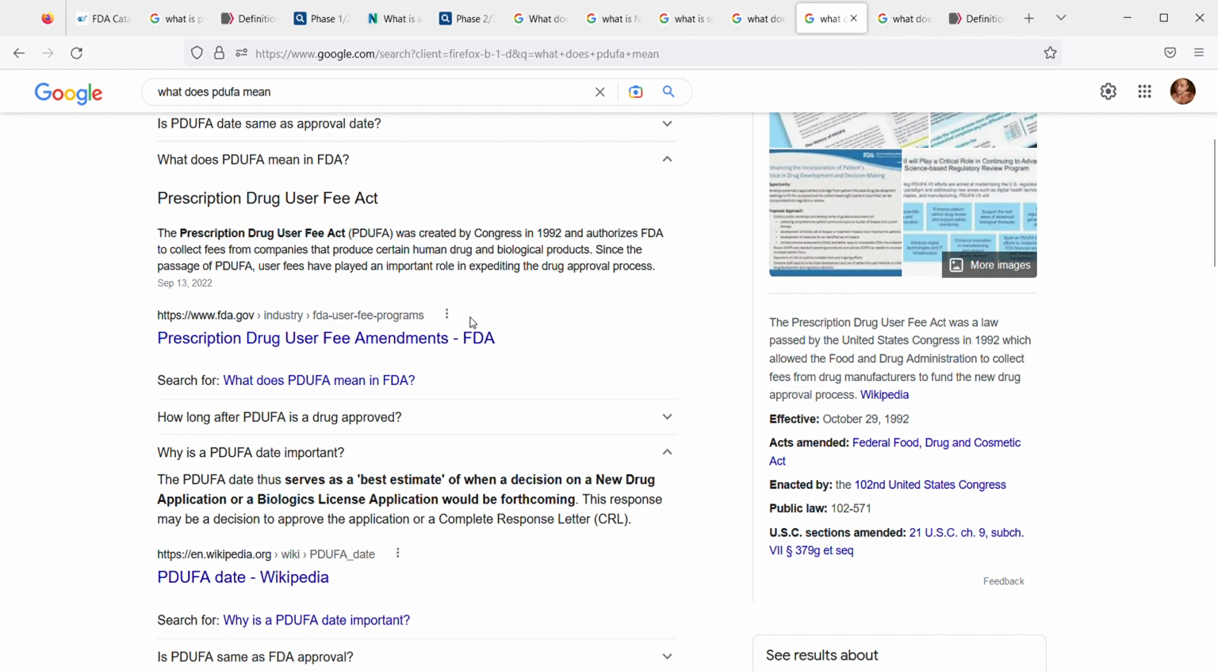And what does that mean, or what is it? The Prescription Drug User Fee Act, that isn't the important part, but the important part is, what is it? What does it do? Basically, it serves as a best estimate when they have the readout date. Typically, it's 6 to 10 months after the readout date that the drug is going to get approved, or rather put on the market.